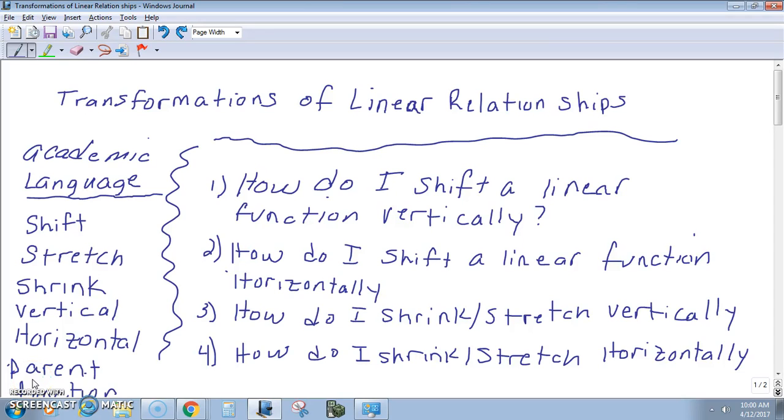You guys, we are just going to take the notes that we just did, and instead of writing transformations of linear relationships, you're going to write transformations of, let's do quadratic, okay? And I'm not going to make you write these questions again, but you are going to have to write the answers again, okay? But not too hard.